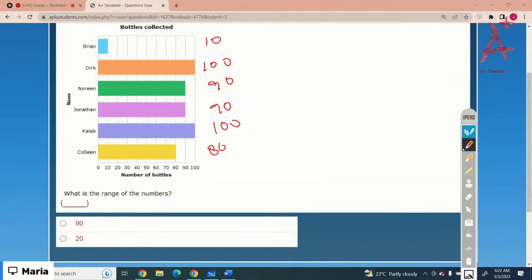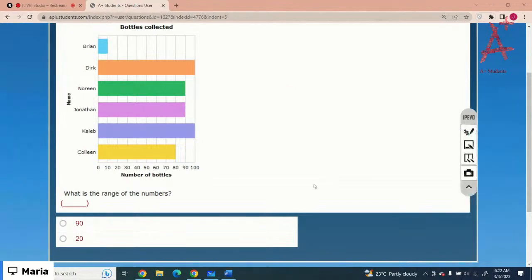The range is the greatest one minus the least one. So the least here is 10, the greatest here is 100. So it would be 100 minus 10, that would be 90. Got it? So the range of the data is 90. Got it? The correct option here is 90.